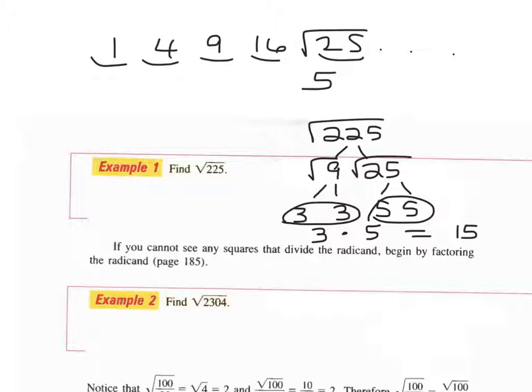Now, again, in the homework tonight, all of these will have rational answers. So you'll be able to come up with a number times itself that'll give you the number that's underneath the radical sign. Let's try another one.